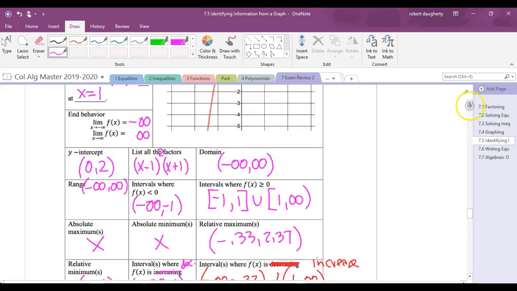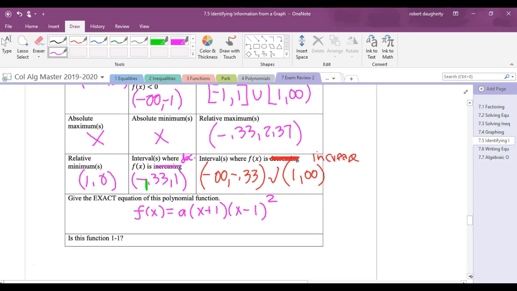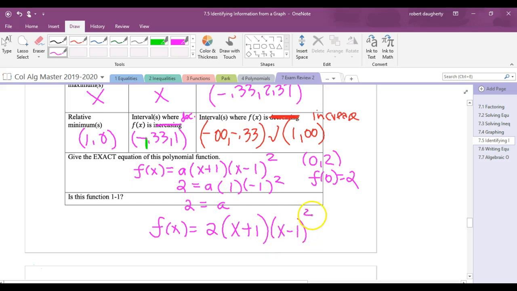Now, what else do I know? I need another point in order to get that. It goes through the point 0, 2, okay? So you know that f of 0 equals 2. So in order to do this, what is f of 0 here? You're going to have 2 is equal to a when you plug in a 0 there. Solving this for a, you get 2 is equal to a, and that's it. So your exact equation is f of x equals 2 times x plus 1, x minus 1 squared.